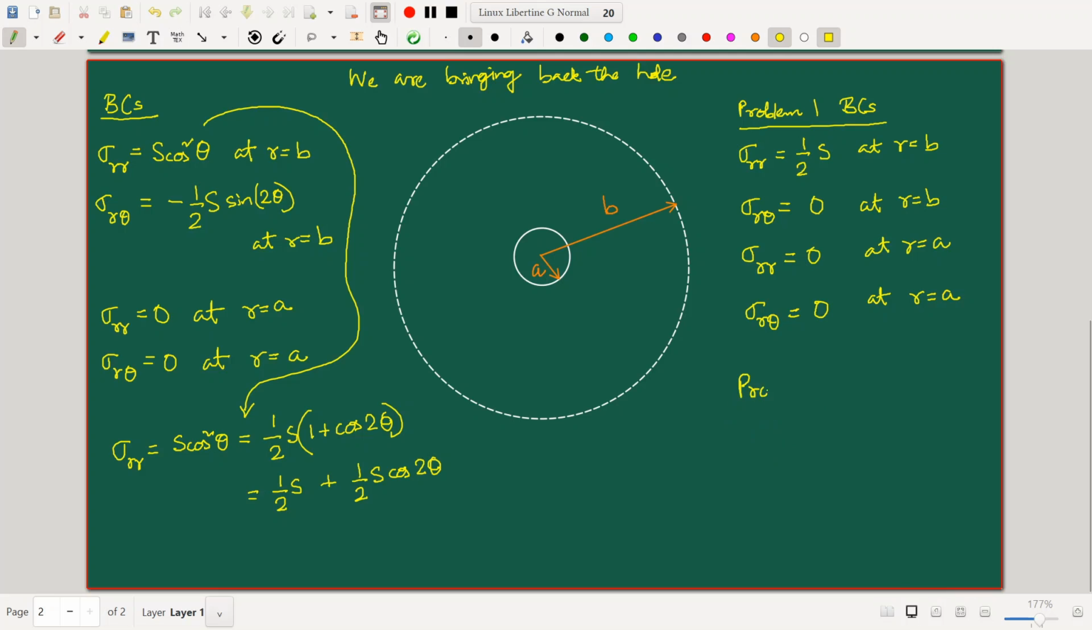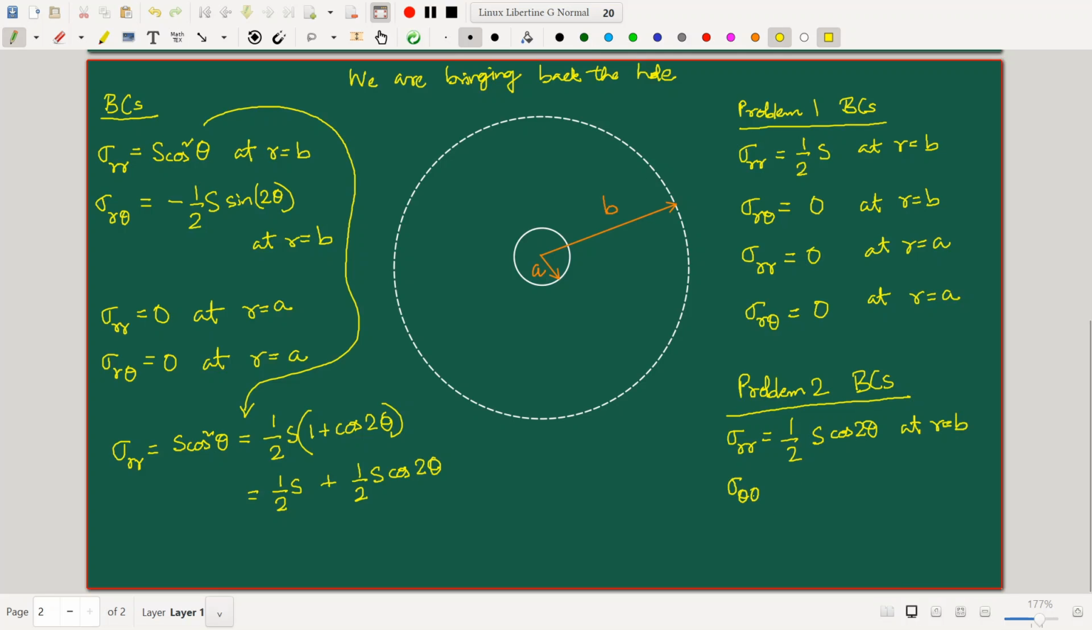For problem 2, you note that I must have these two problems set up in such a fashion that when I club them together, I get back these boundary conditions. So all I have to do is adjust for the remaining terms. Half s is already taken care of. In order to get back this s cos squared theta, all I have to do is add a term to take care of this half of s cos 2 theta, and that is at r equal to b.